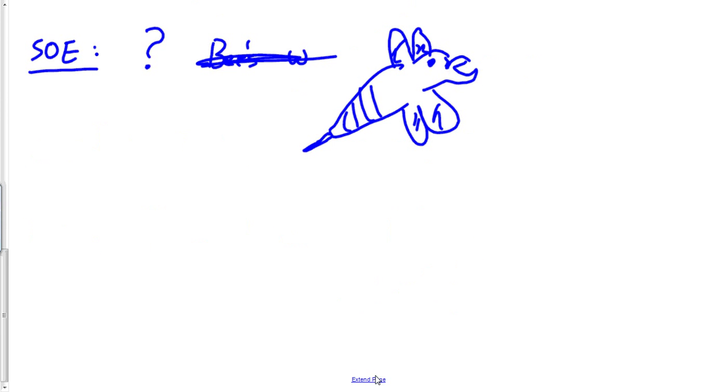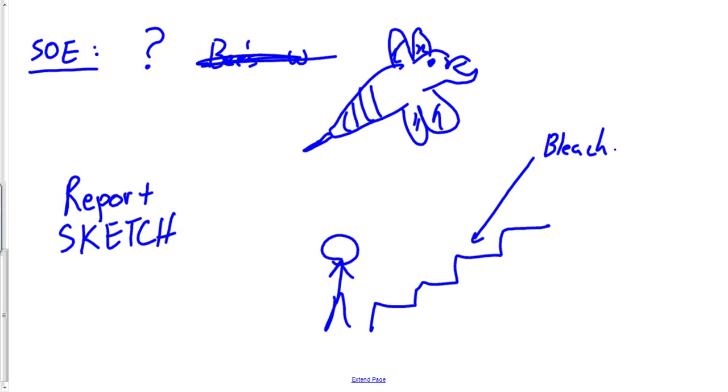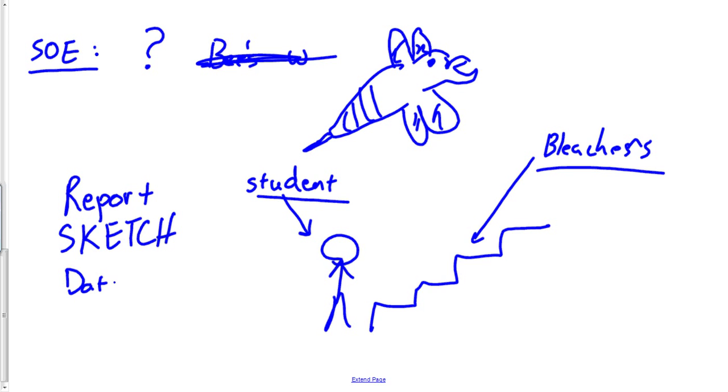When you get ready to turn this lab in, you should have a report, a sketch. What do you mean by sketch? Draw a set of bleachers and a student. This should not be your hardest sketch ever, but do make sure and label bleachers, student. Not going to be much of a sketch. Data, sample calculations. That should be your order.